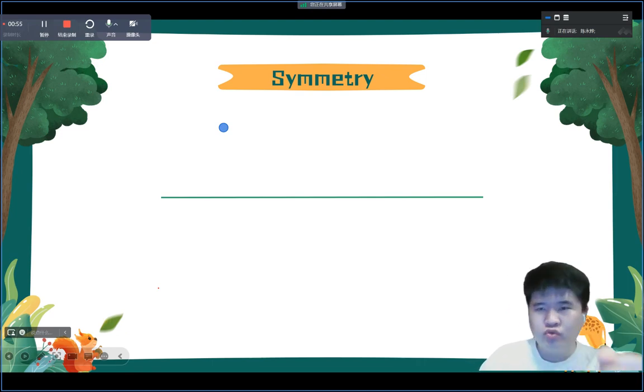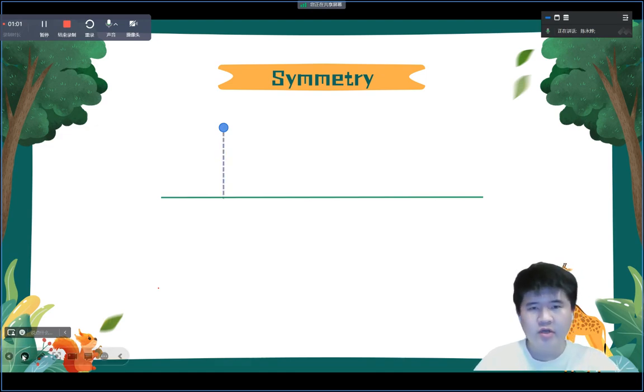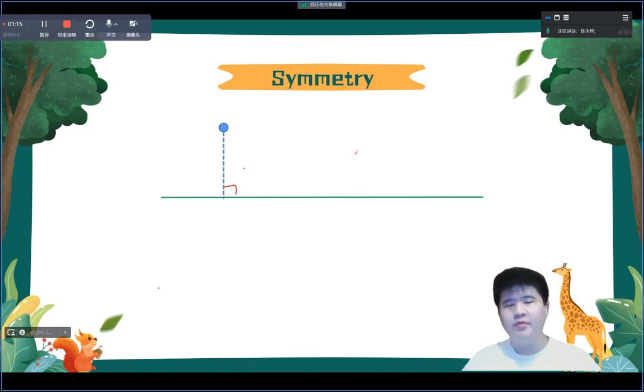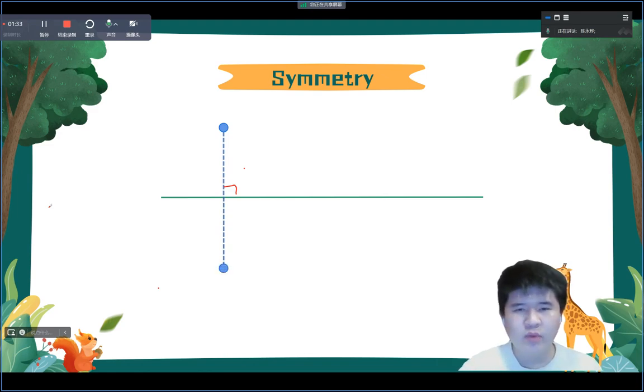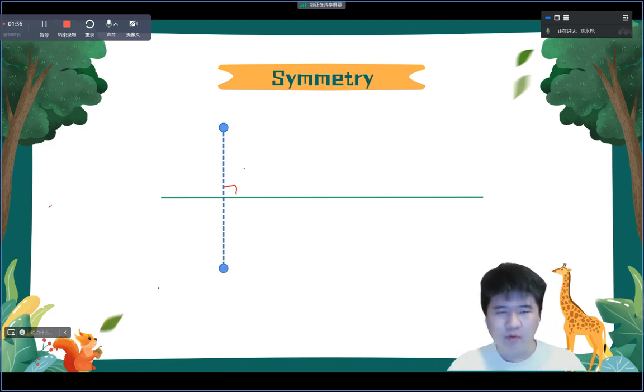Basically, we just draw a perpendicular line from this point to this line. So here we draw a perpendicular line. Some of you might ask what a perpendicular line means. Perpendicular means the angle here is just 90 degrees. It's a right angle. And then we draw this perpendicular line. What should we do? We should extend this line until the upper part and lower part have the same length. And then we will find the symmetry point is here.